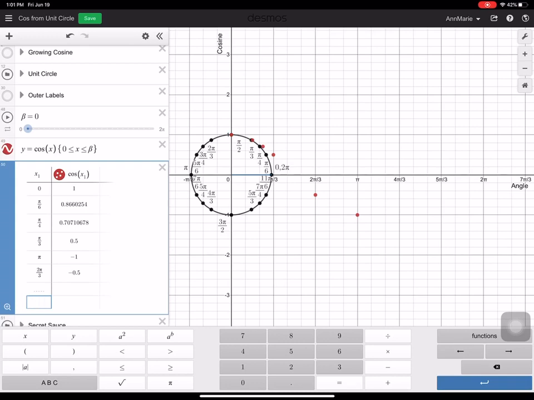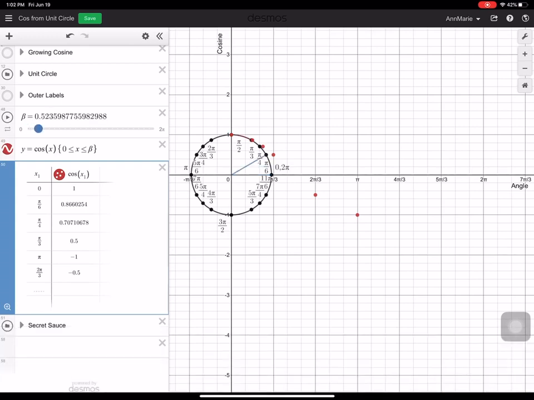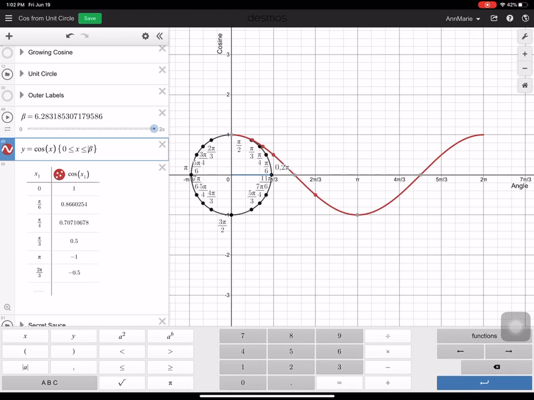If I move my angle out to pi over 6, you can see I'm building that curve. So that red curve that is being built here is the cosine function. That curve has equation y equals cosine x. And in order to talk about what we want to talk about, I need you to notice that it's starting to repeat.